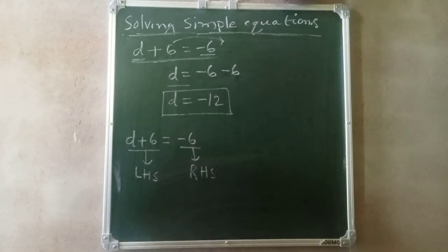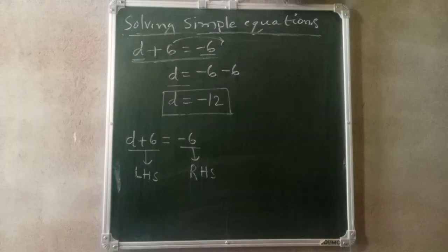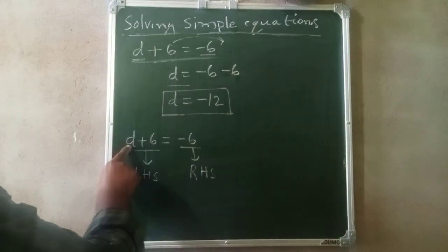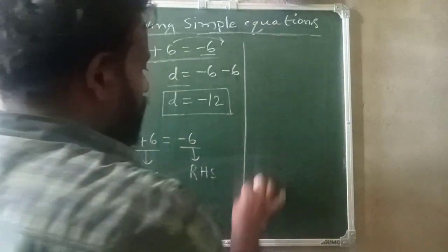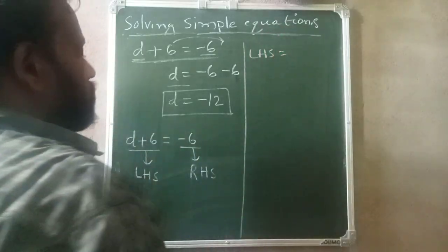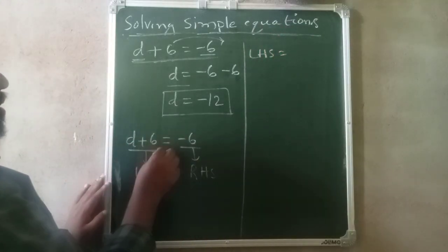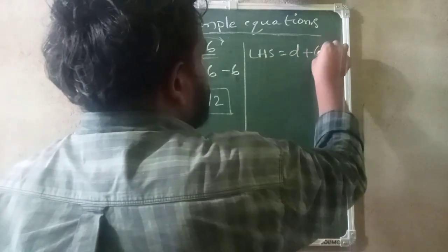Now check on which side variable d is present. See, variable d is present on LHS. So you take LHS is equal to, this entire thing is LHS. So write this here, d plus 6.